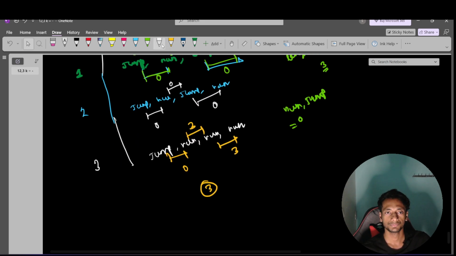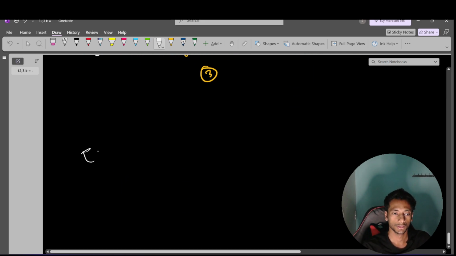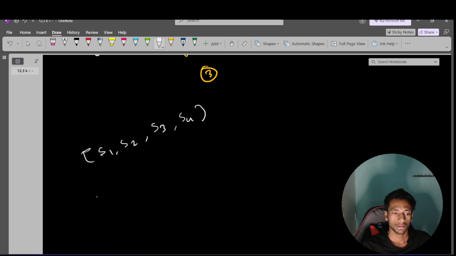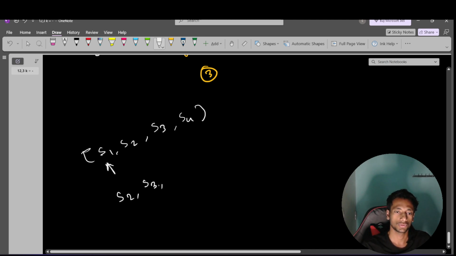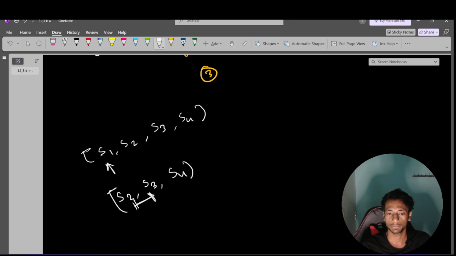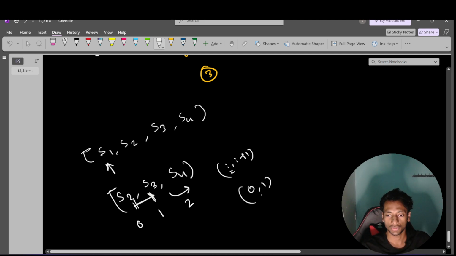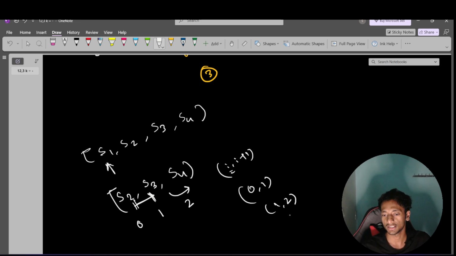So ultimately, what we are trying to do is, we have some input strings: S1, S2, S3, S4. First of all, I will remove one string, then our modified array will look like S2, S3, S4. Then I will calculate the longest common prefix between all the adjacent pairs, that means I and I plus 1. This is index 0, 1, 2. So index 0 and 1, then 1 and 2. These two adjacent pairs are possible.